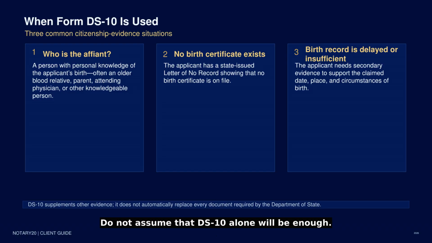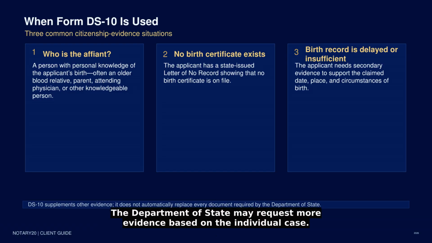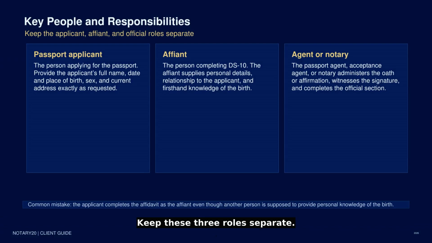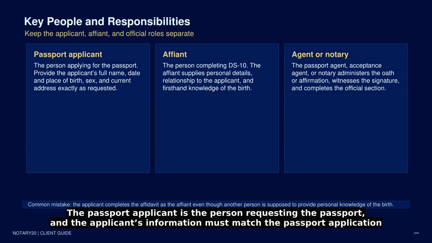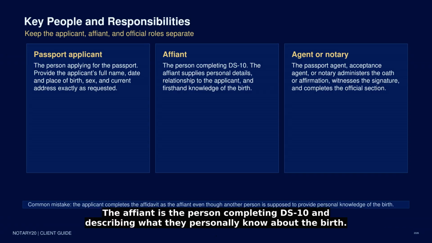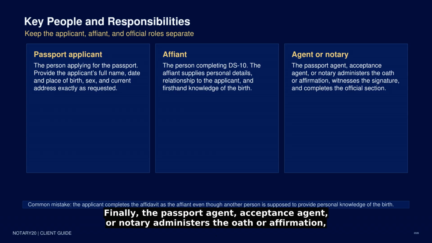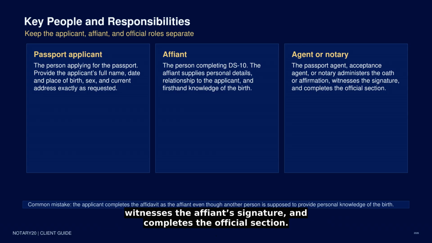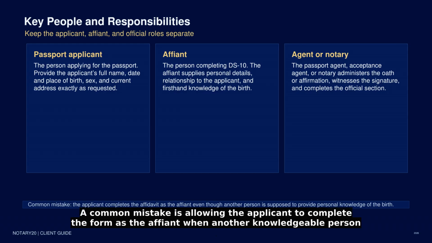Keep these 3 roles separate. The passport applicant is the person requesting the passport, and the applicant's information must match the passport application and supporting documents. The affiant is the person completing DS-10 and describing what they personally know about the birth. Finally, the passport agent, acceptance agent, or notary administers the oath or affirmation, witnesses the affiant's signature, and completes the official section. A common mistake is allowing the applicant to complete the form as the affiant when another knowledgeable person should be providing the sworn statement.